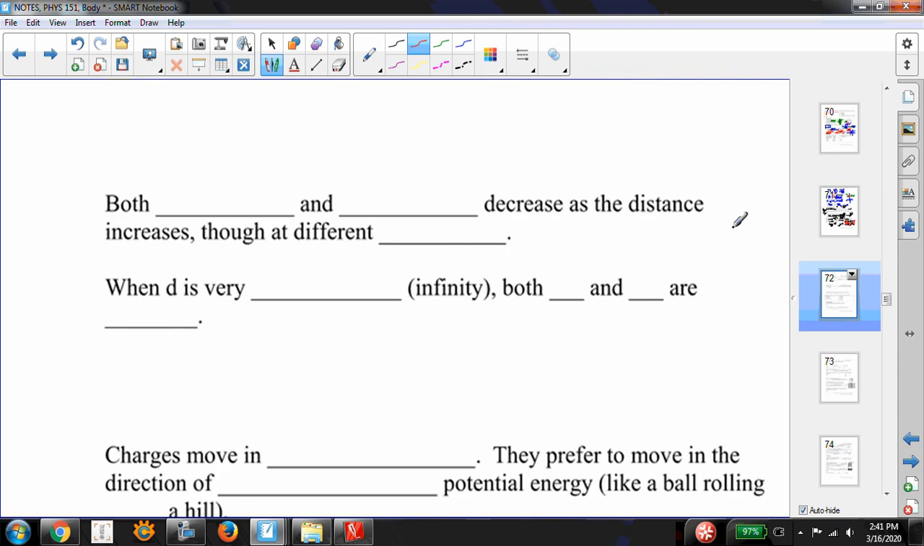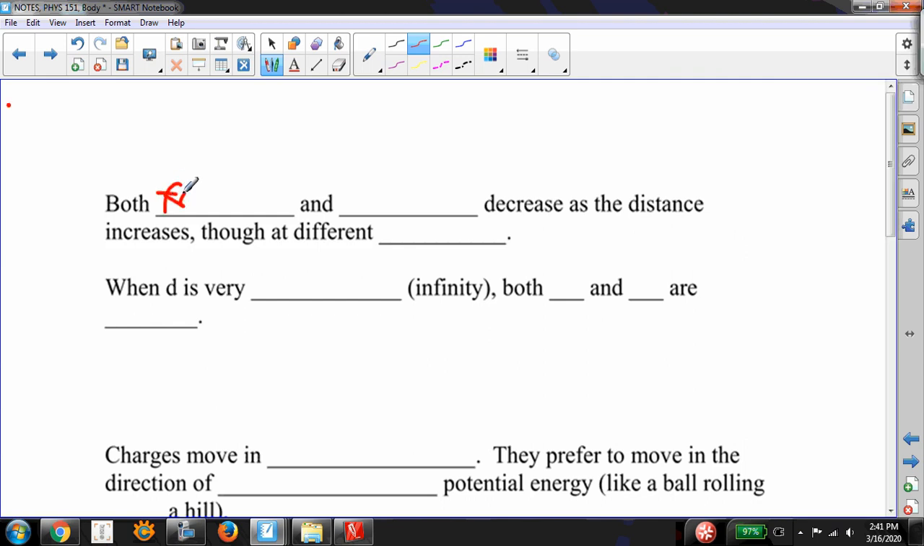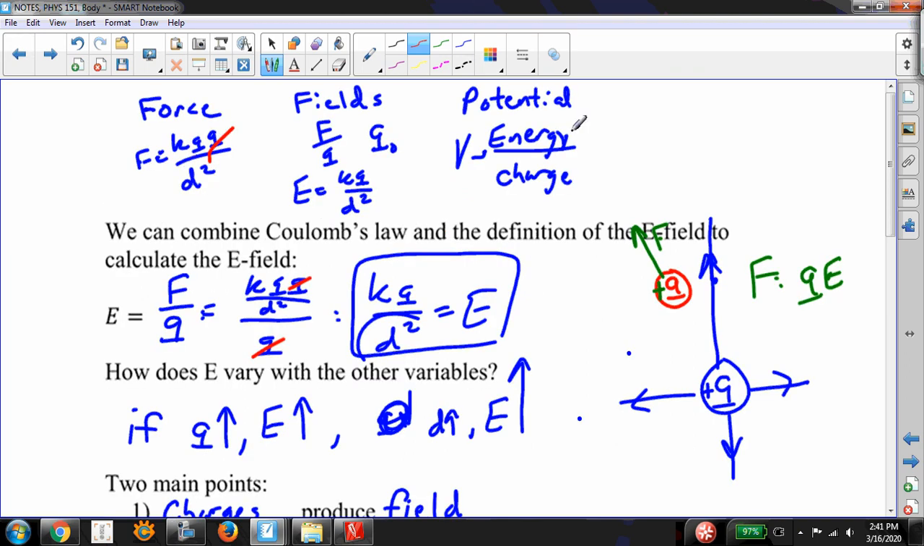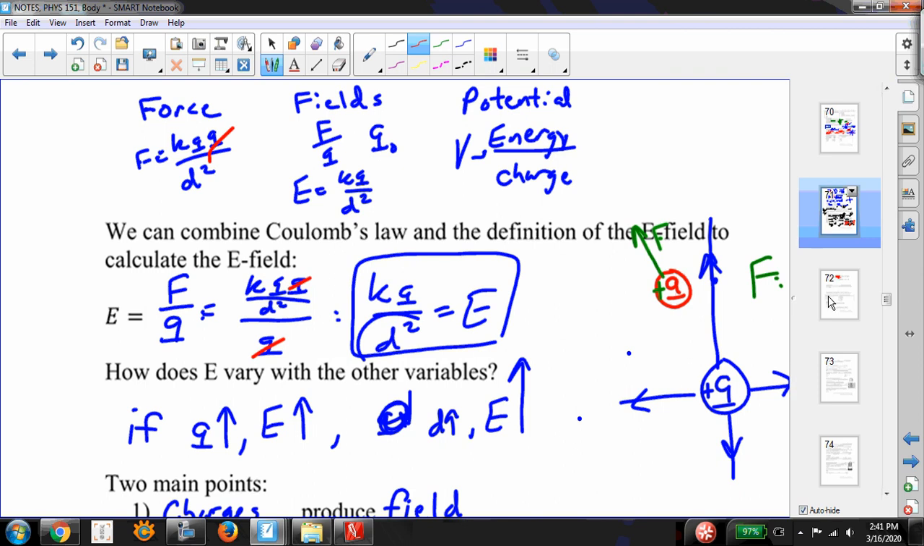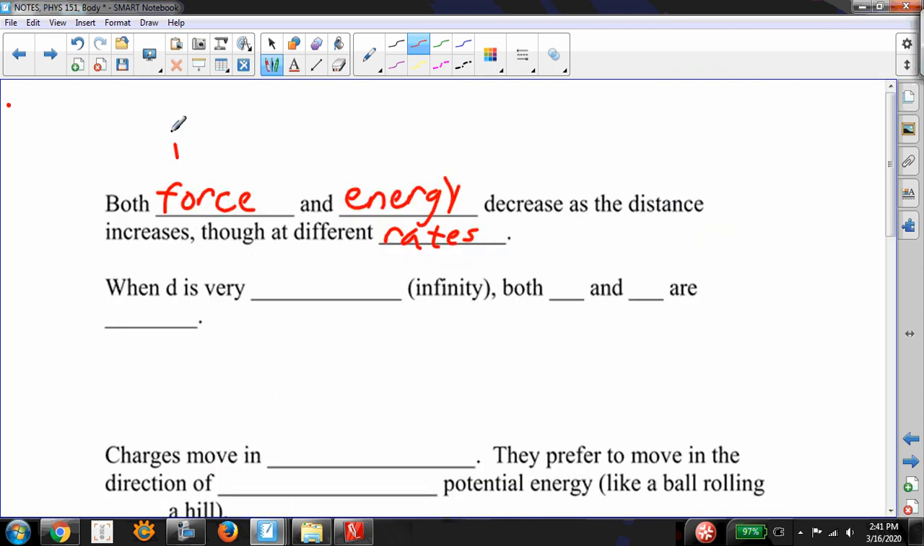Both force and energy decrease as the distance increases, though at different rates. Because force is proportional to 1 over d squared, whereas the energy is proportional to 1 over d. And so I have an inverse square relationship, and then I have an inverse linear relationship.